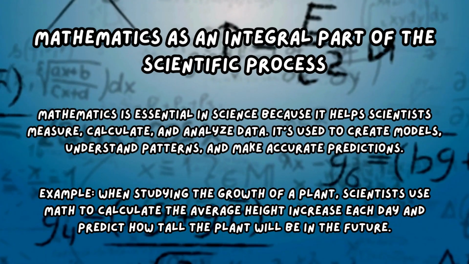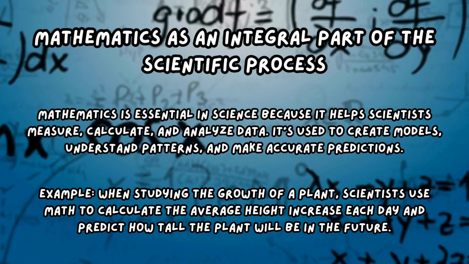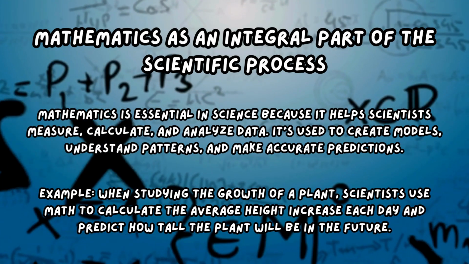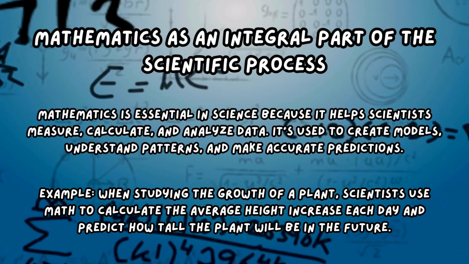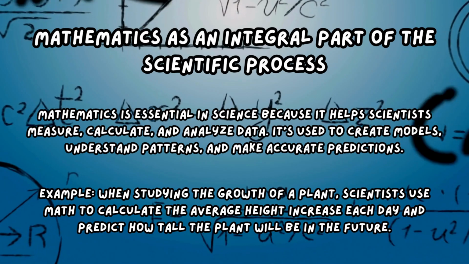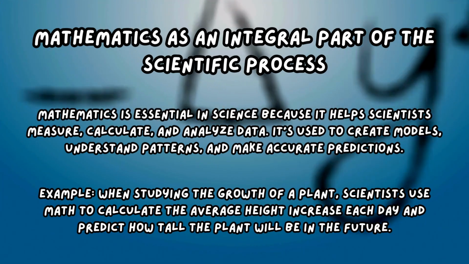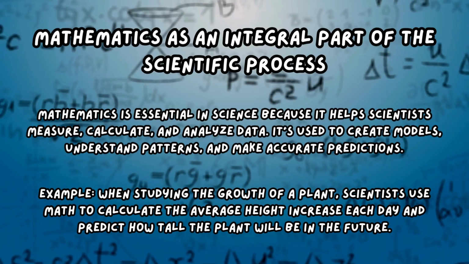Mathematics as an integral part of the scientific process. Mathematics is essential in science because it helps scientists measure, calculate, and analyze data. It's used to create models, understand patterns, and make accurate predictions.